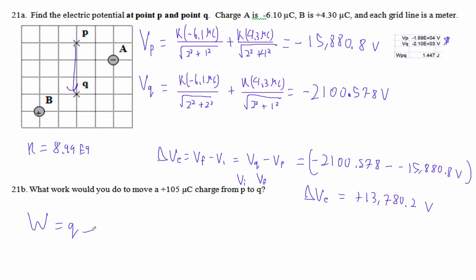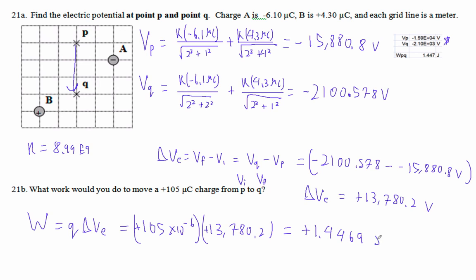Work is Q times change in voltage. So that's going to be 105 times 10 to the minus 6, and that's positive, times positive 13,780.2. Oops, I do the minus 6, okay, there we go. This is 1.4469 joules, or positive 1.45 joules.